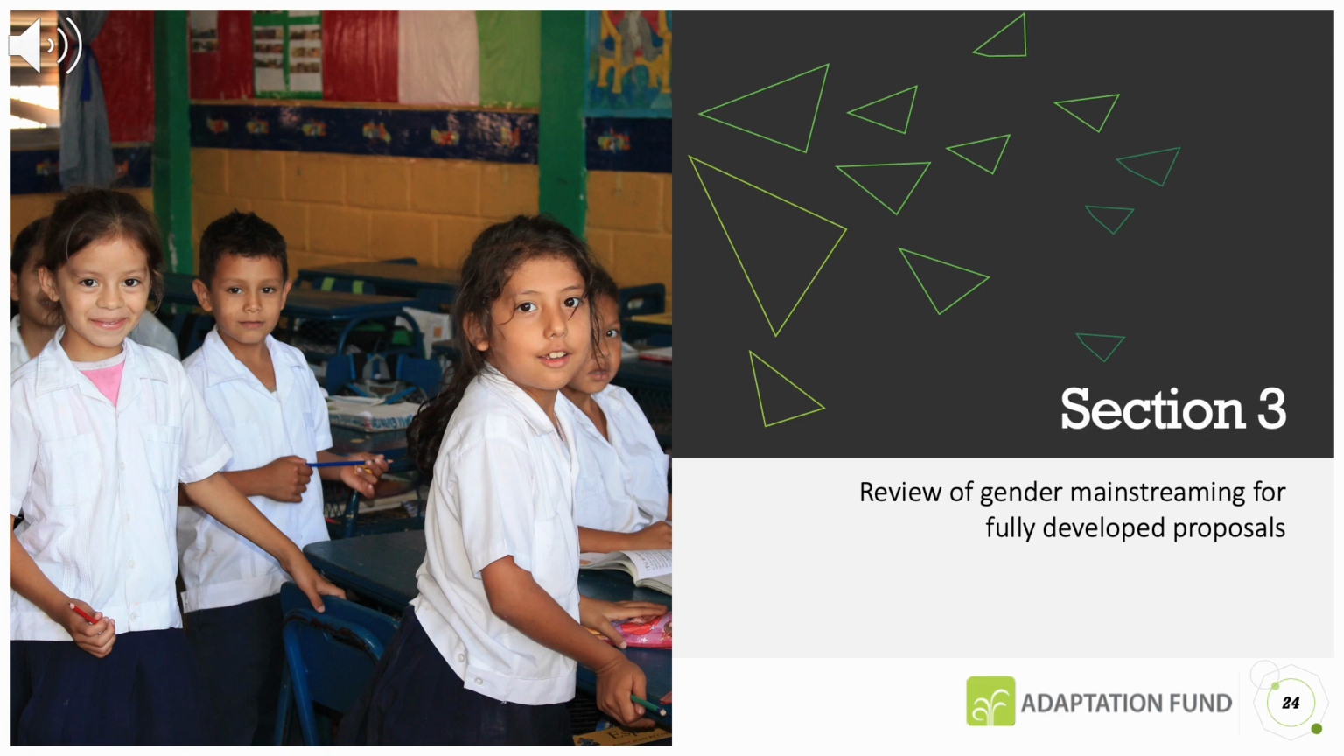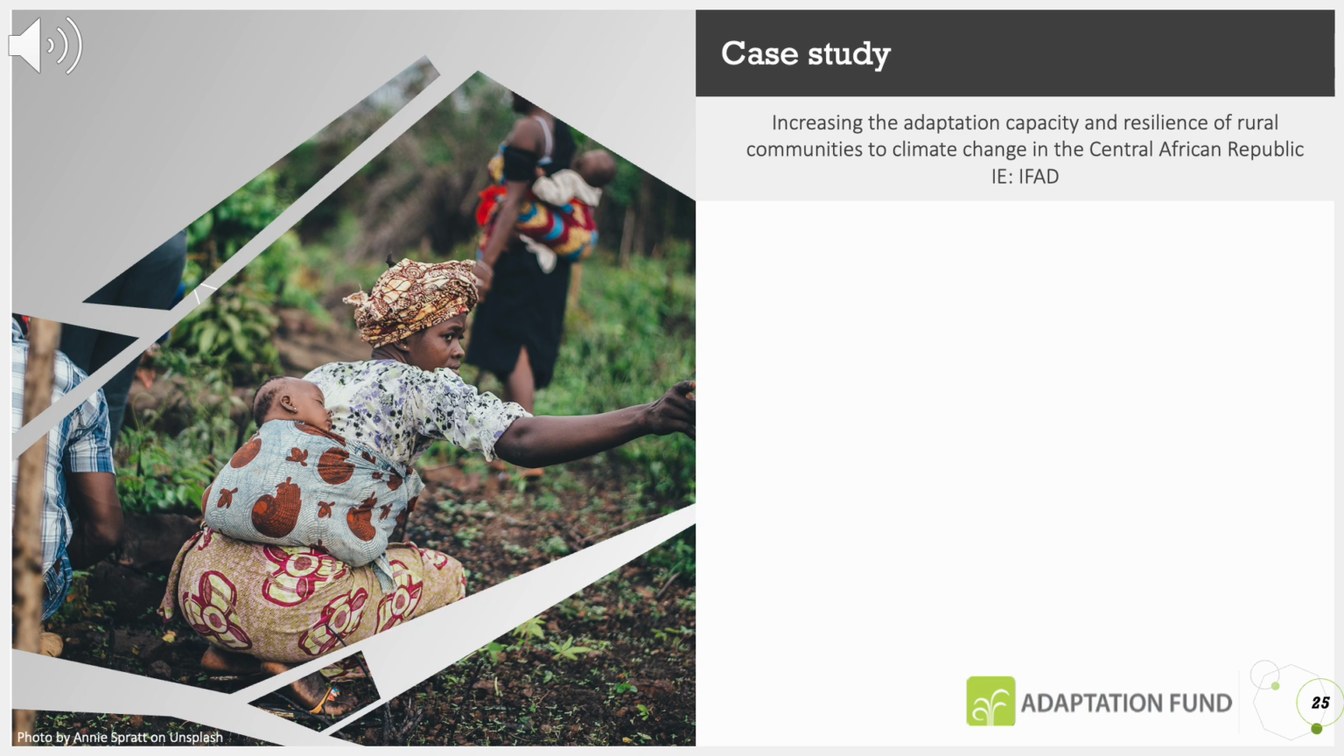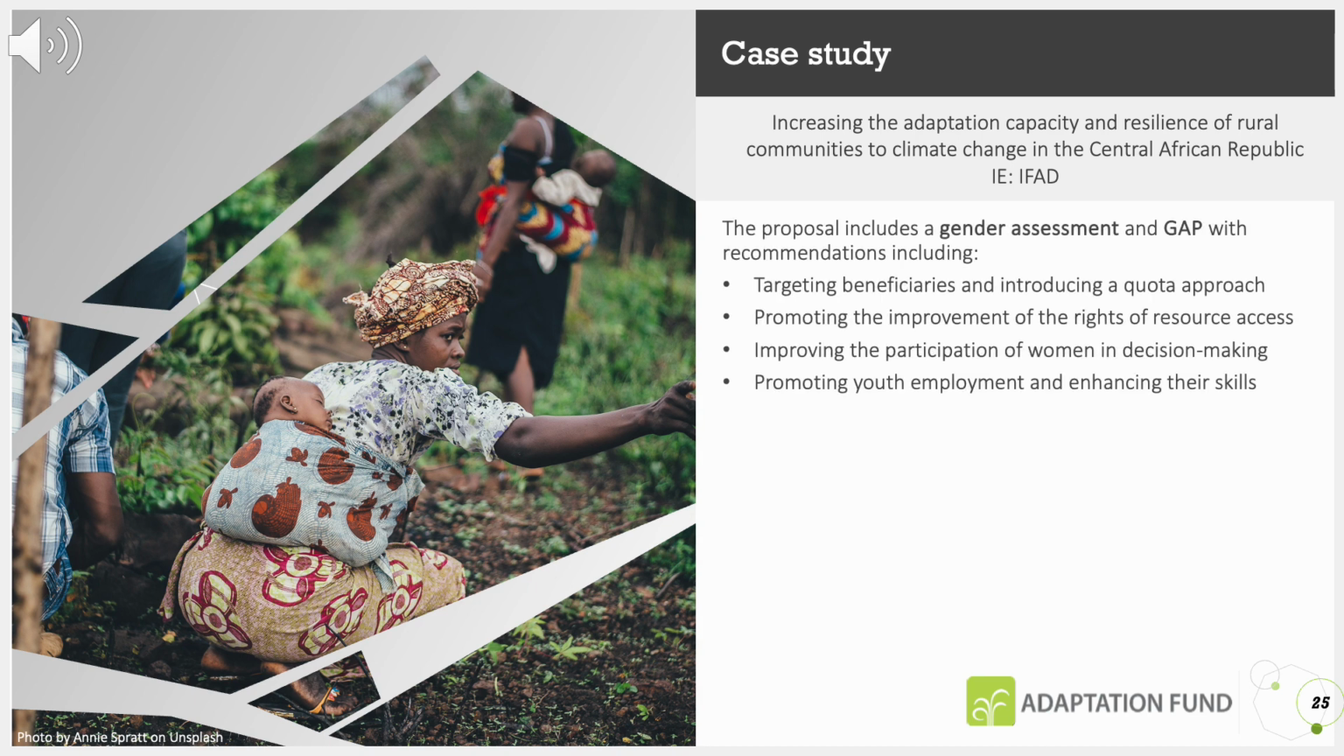Section 3. Let's review our learning from Module 2. First, let's look at an example. Increasing the adaptation capacity and resilience of rural communities to climate change in the Central African Republic through the implementing entity IFAD. The full project proposal includes a gender assessment and gender action plan with recommendations including targeting beneficiaries including a quota approach, promoting the improvement of the rights of access to resources for women and marginalised groups, improving the participation of women in decision-making, and promoting youth employment and enhancing their skills.